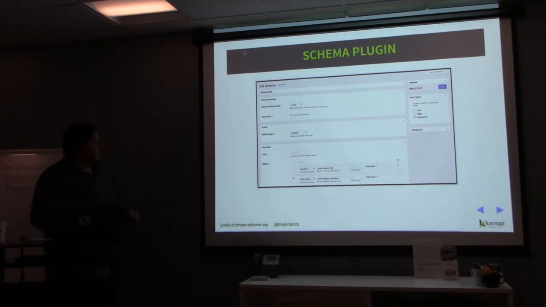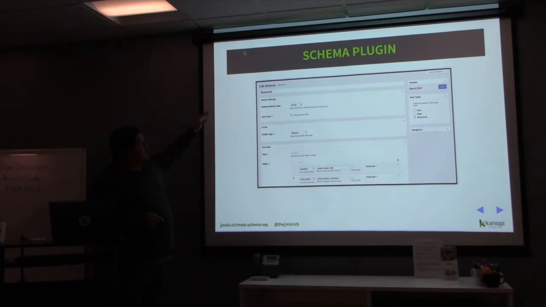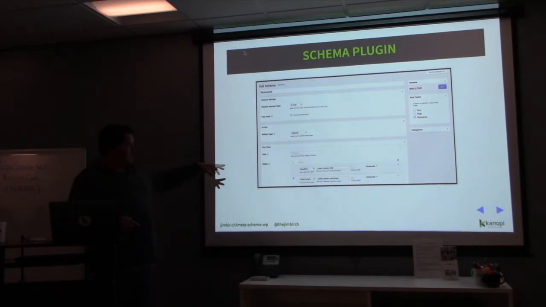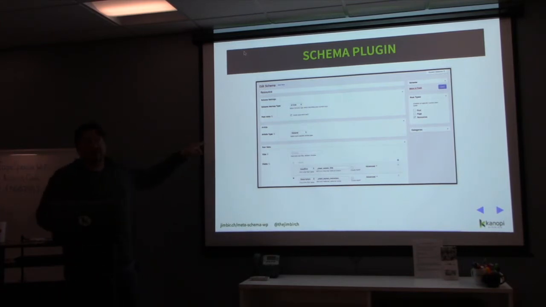That's what the detail pages look like. Basically, you set up an article at the top, which type it is, and then down at the bottom, you can set your fields from your WP post meta. In this case, we're saying my Yoast title and my Yoast meta description should be put into the schema article.